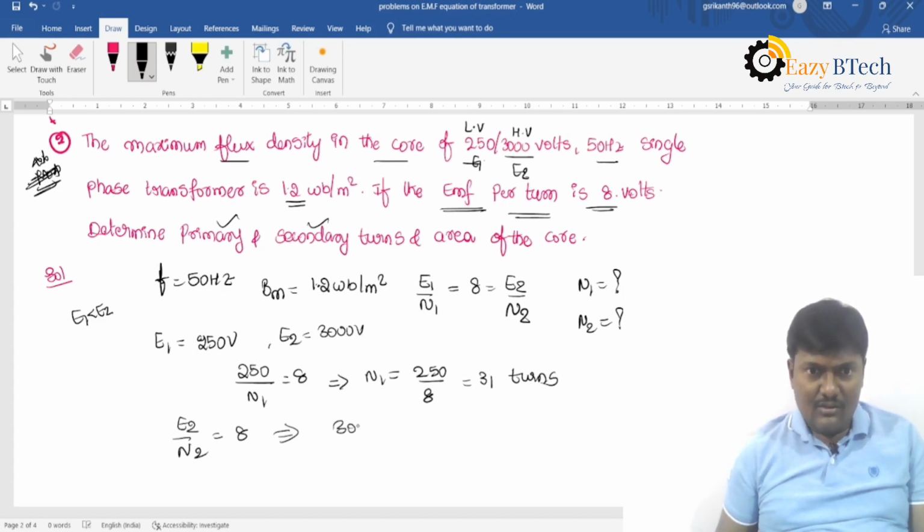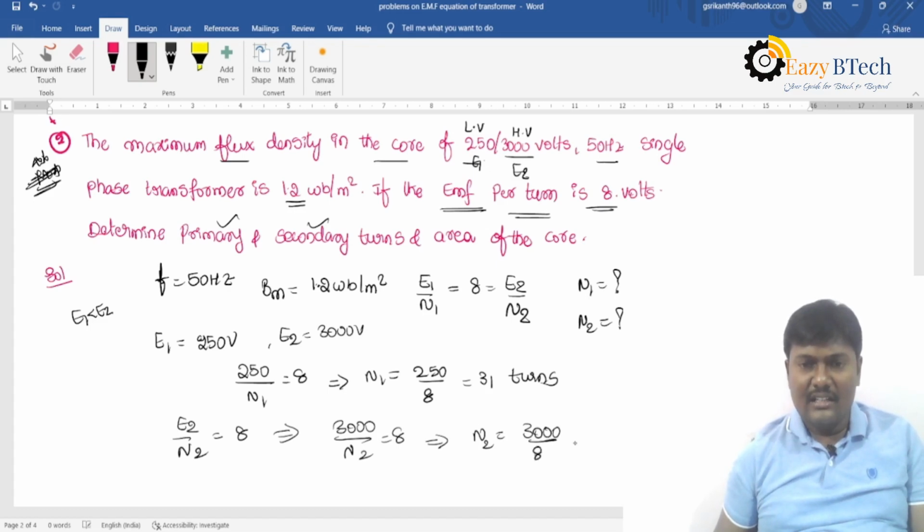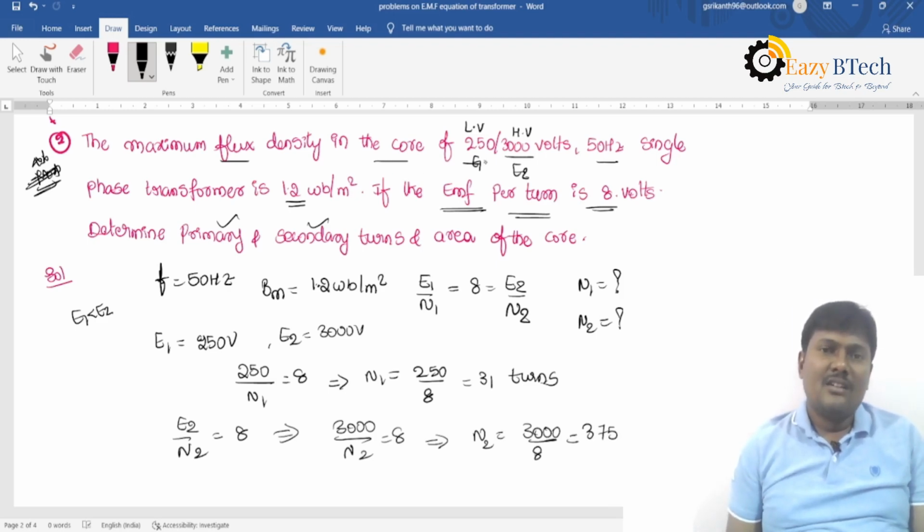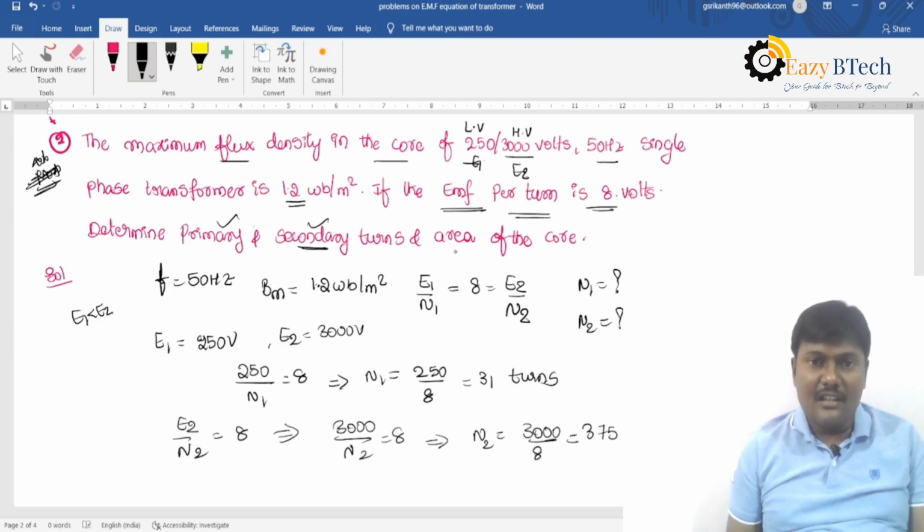So 3000 divided by N2 is equal to 8. So N2, I am getting 3000 divided by 8, so I got it as 375 turns. By seeing this data, you can tell that this is a step-up transformer. So the previous problem is a step-down transformer. So what is the next one? As the primary number of turns is calculated, the secondary number of turns is also calculated.